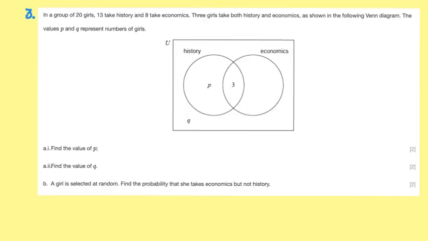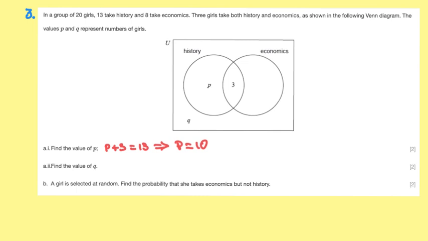Question 3. In a group of 20 girls, 13 take history and 8 take economics. 3 girls take both history and economics, as shown in the following Venn diagram. The values P and Q represent number of girls. A, part 1. Find the value of P. Well, we know, because we're told, that P plus 3 is equal to 13. Therefore, P is equal to 10.